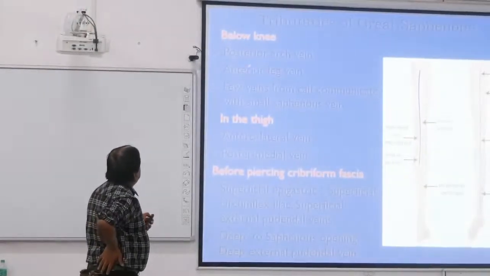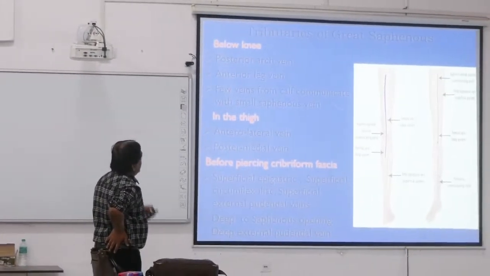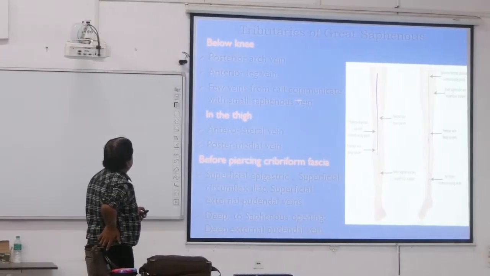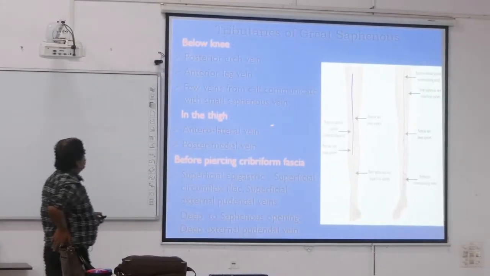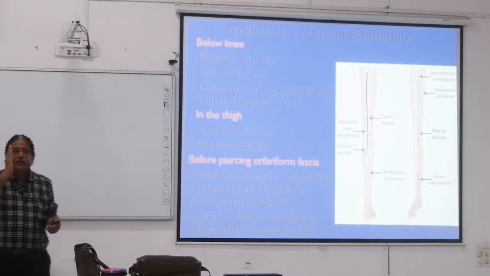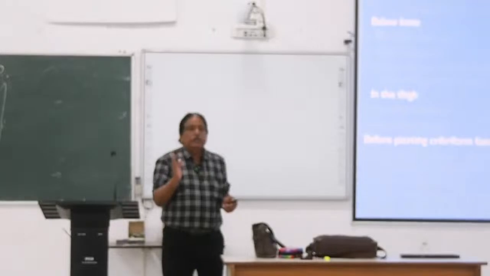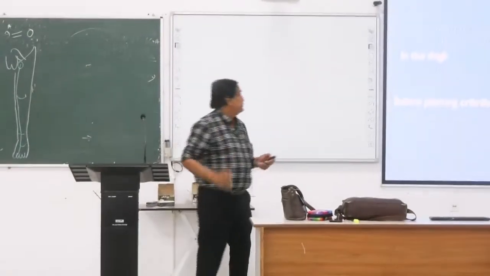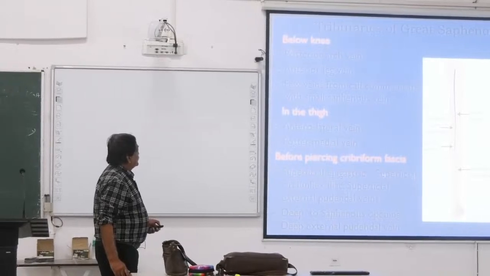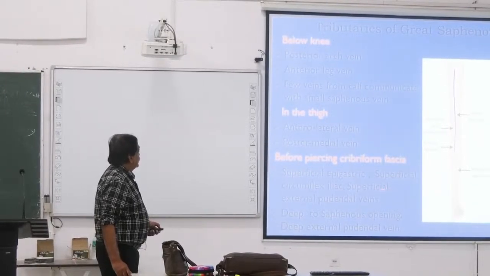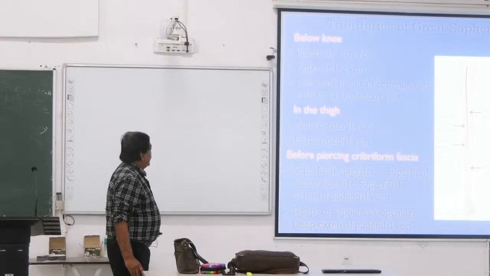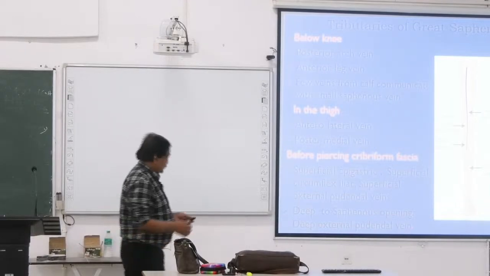Now, posterior arch vein, anterior leg vein, below the knee. Few veins from the calf communicate with the small saphenous vein. In the thigh, anterolateral vein and posteromedial vein. You will all see it in the dissection and also your atlases and textbooks. Before piercing the cribriform fascia, superficial epigastric, superficial circumflex, superficial external pudendal veins, deep to saphenous opening, deep external pudendal vein.